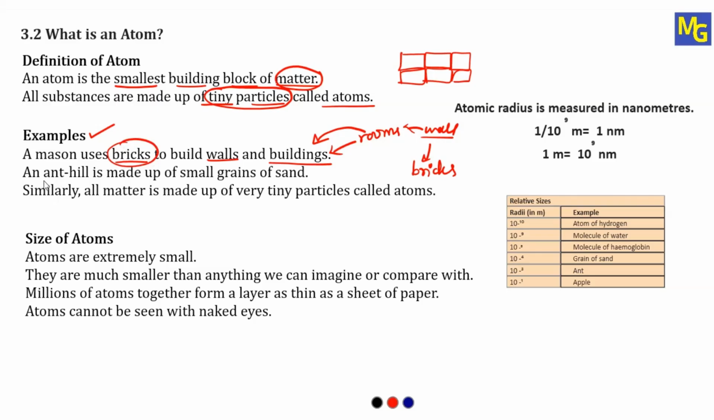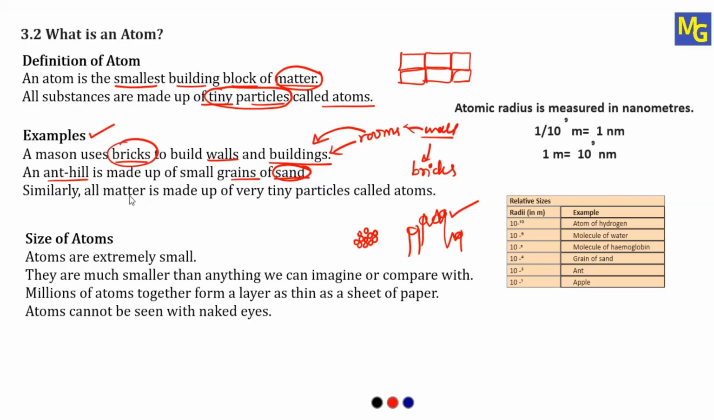In the same way, there is one more example from the NCERT book: ant hills are made up of small grains of sand. You may have seen ant hills; they have somewhat this shape. This ant hill is made by ants, and to prepare it, ants use grains of sand. The sand grains are very small, and they are arranged one beside the other, and by arranging them we get this ant hill. So to prepare this ant hill, what is the basic building block? It is nothing but the sand grain.